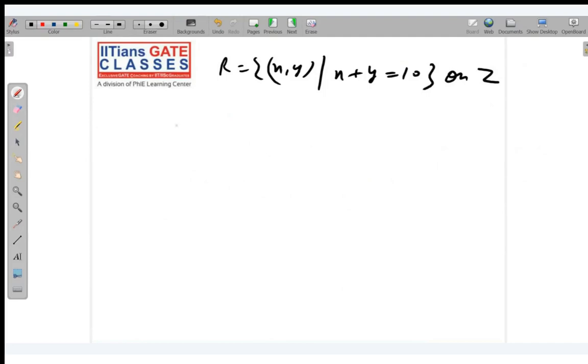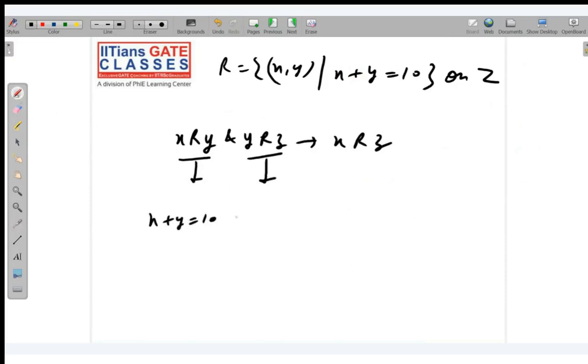So for transitivity, I will simply apply the definition. That is the formal method. That is the best method. x related to y and y related to z implies x should be related to z. Okay, let me write it properly. x should be related to z. So what do you mean by x is related to y? I have given you the definition. x plus y should be equal to 10.